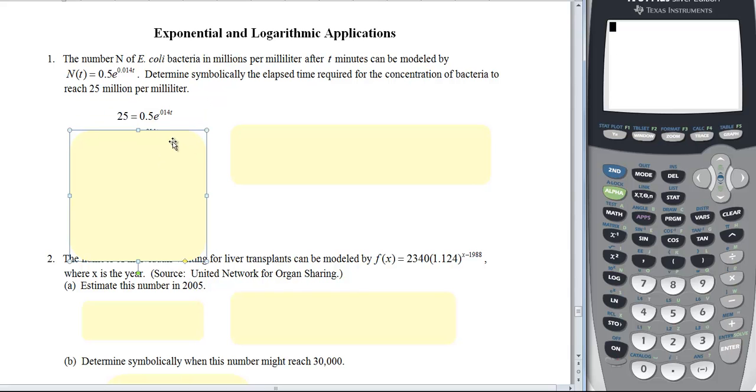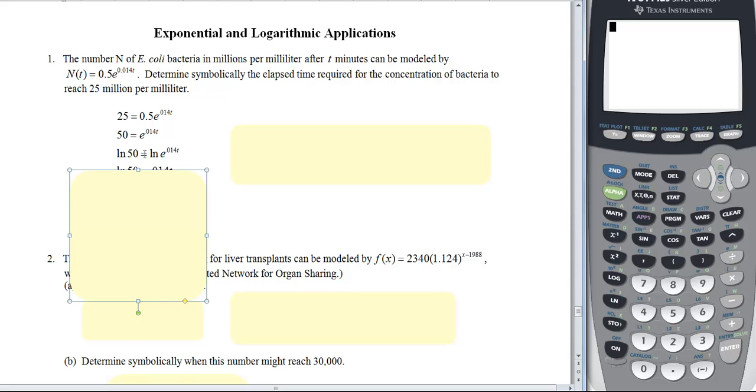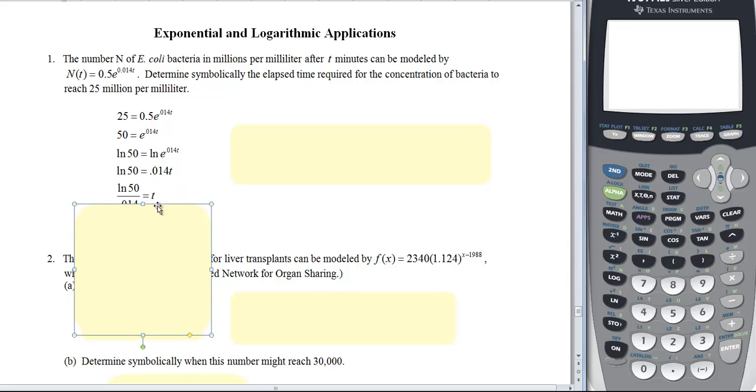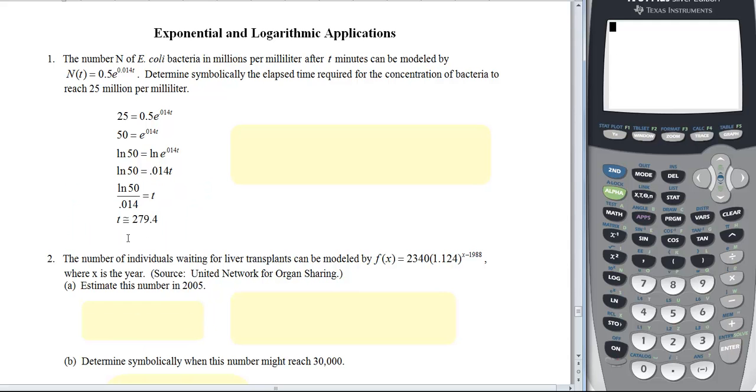Well, now this is an exponential equation. I'm going to have to remember, get my base raised to unknown exponent isolated, so we're going to divide both sides by 0.5. Now if you remember, we've got to free out this exponent, so I'm going to take natural log of both sides to free out the exponent. When we do, something nice happens because natural log of e is equal to 1. The only other thing I've got to do here is divide both sides by 0.014. So I end up with t approximately is 279.4.